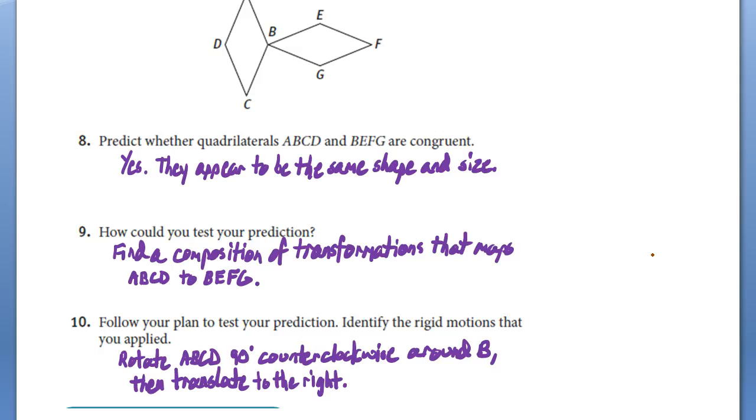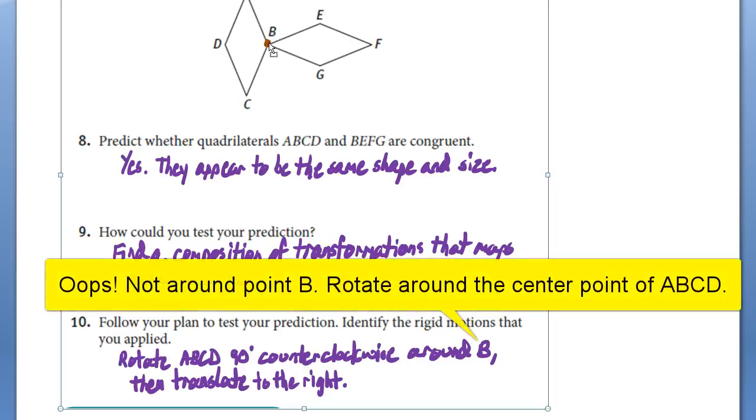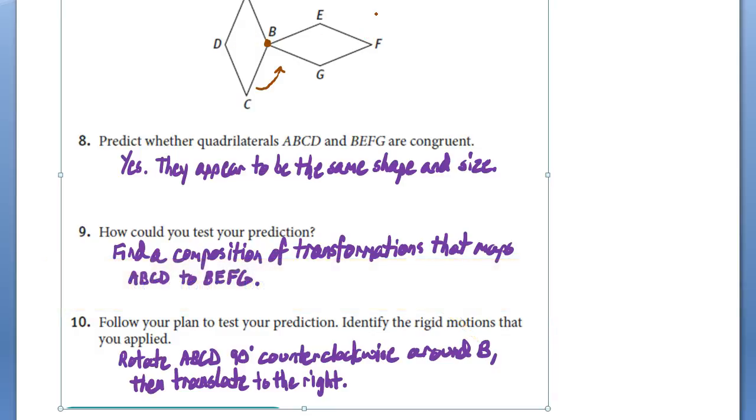How about we rotate ABCD 90 degrees counterclockwise around point B. So keep that point fixed and rotate that 90 degrees counterclockwise. Can you imagine that turning in your mind? Can you see it in your mind? Then slide it to the right.